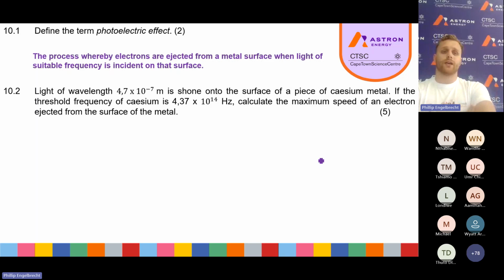Question 10.2 says, light of a wavelength 4.7 times 10 to the power of negative 7 meters is shone onto the surface of a piece of cesium metal. If the threshold frequency of cesium metal is 4.37 times 10 to the power 14, calculate the maximum speed of an electron ejected from the metal surface.